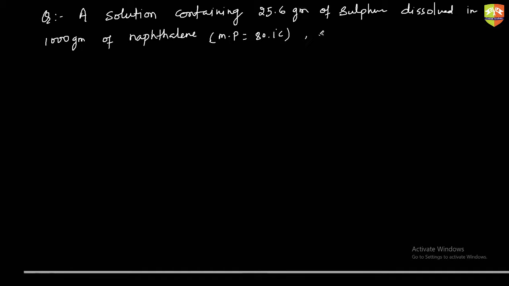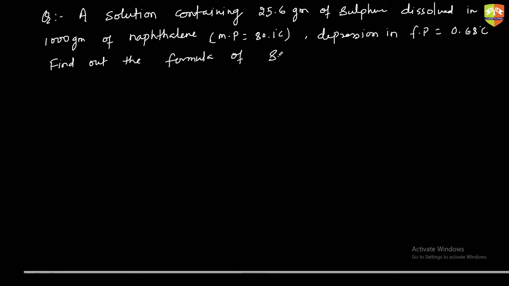The depression in freezing point is observed to be 0.68 degrees Celsius. Find out the formula of sulfur. KF is given. KF for naphthalene is 6.8 Kelvin per mole.